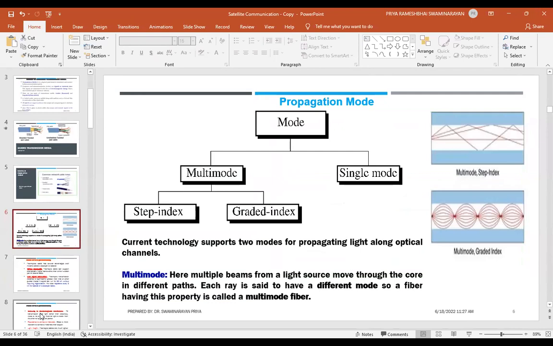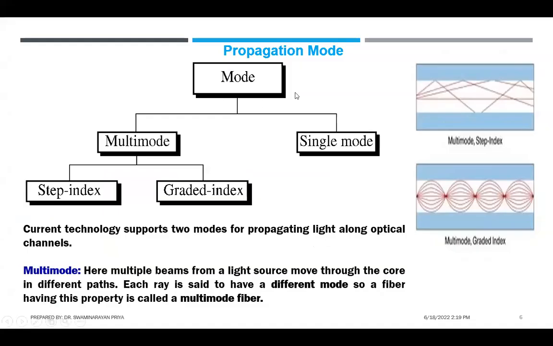Now, this is for fiber optics cable. In the fiber optics cable, propagation mode means how we can transfer data from source to destination. That is known as a propagation mode. In a propagation mode, you can see there are two types, single mode and multi-mode.